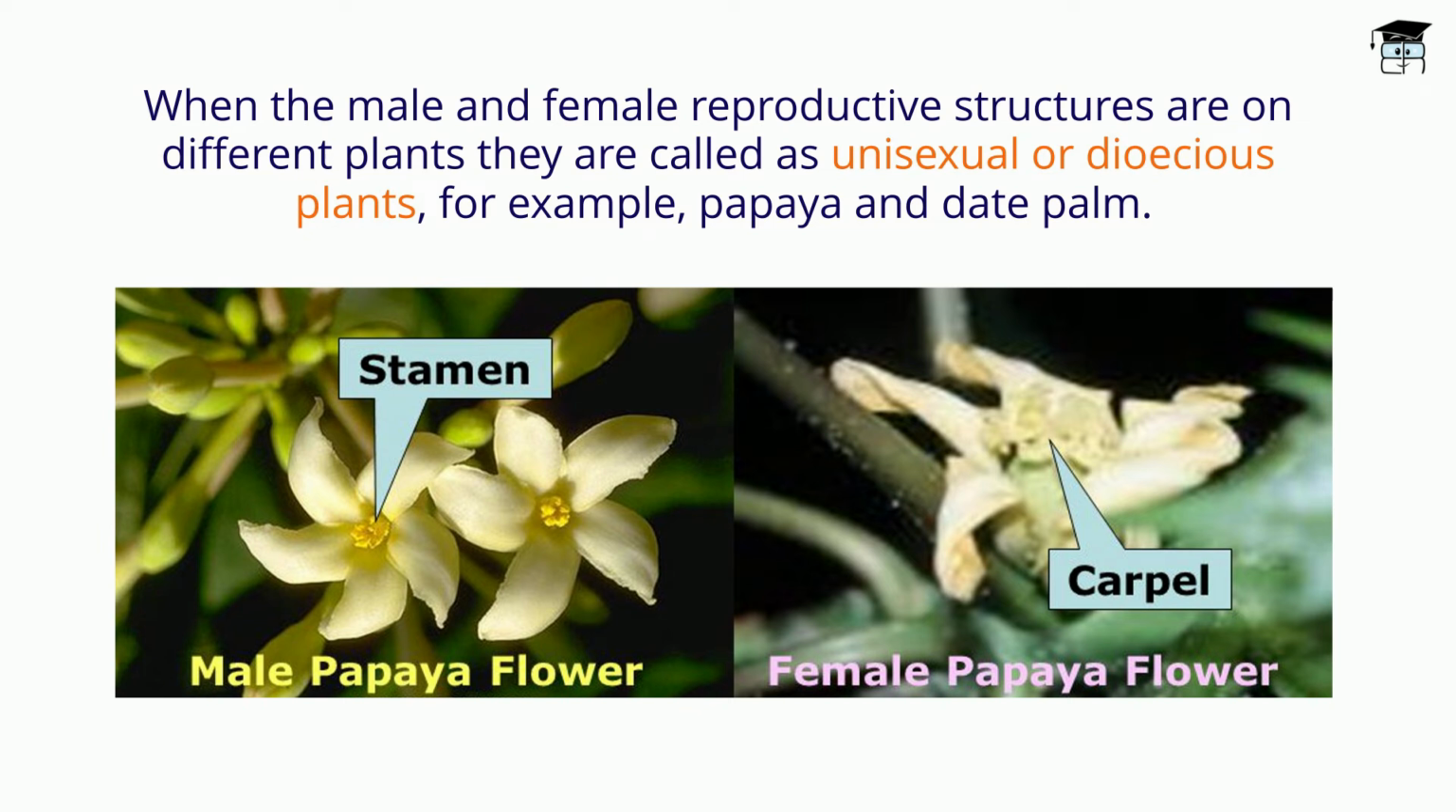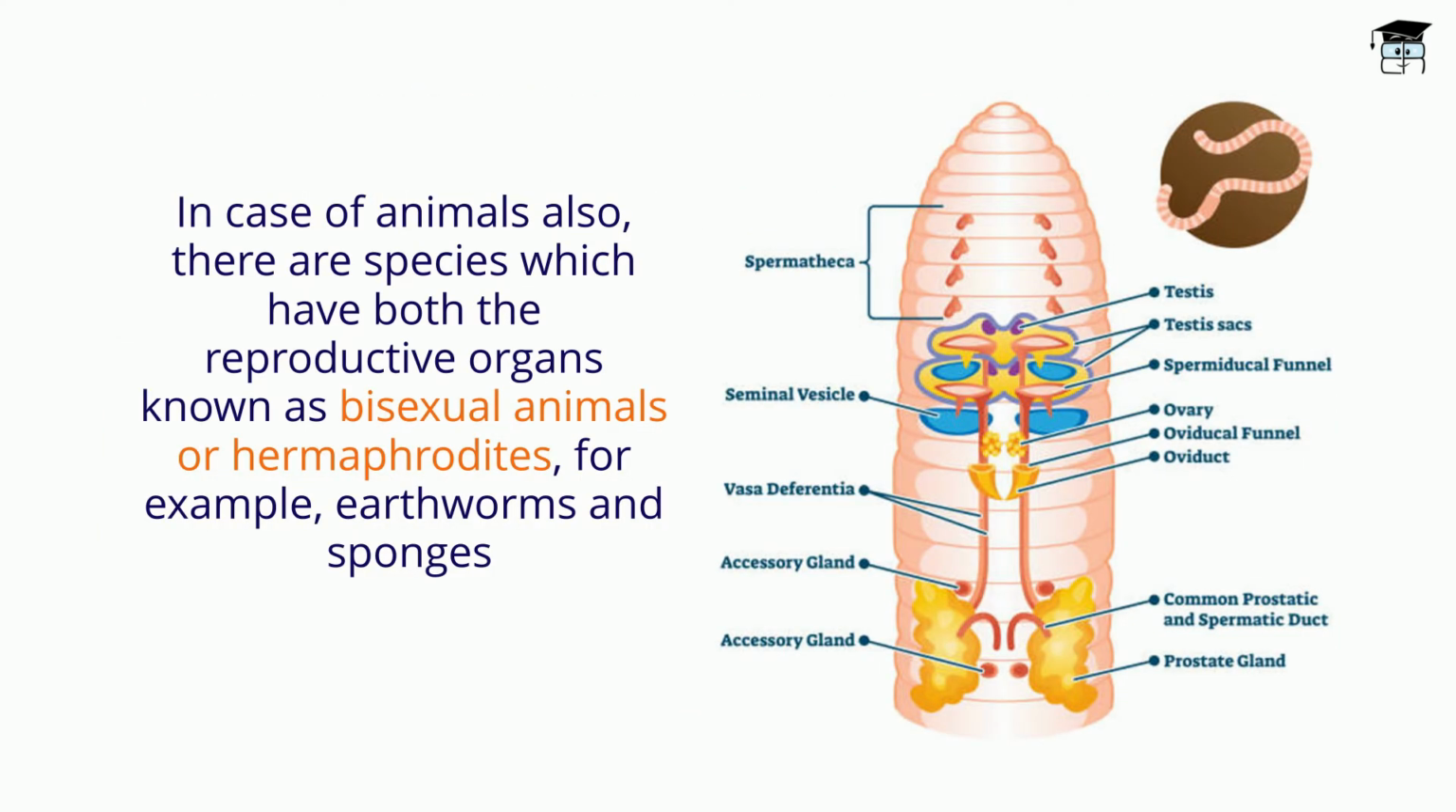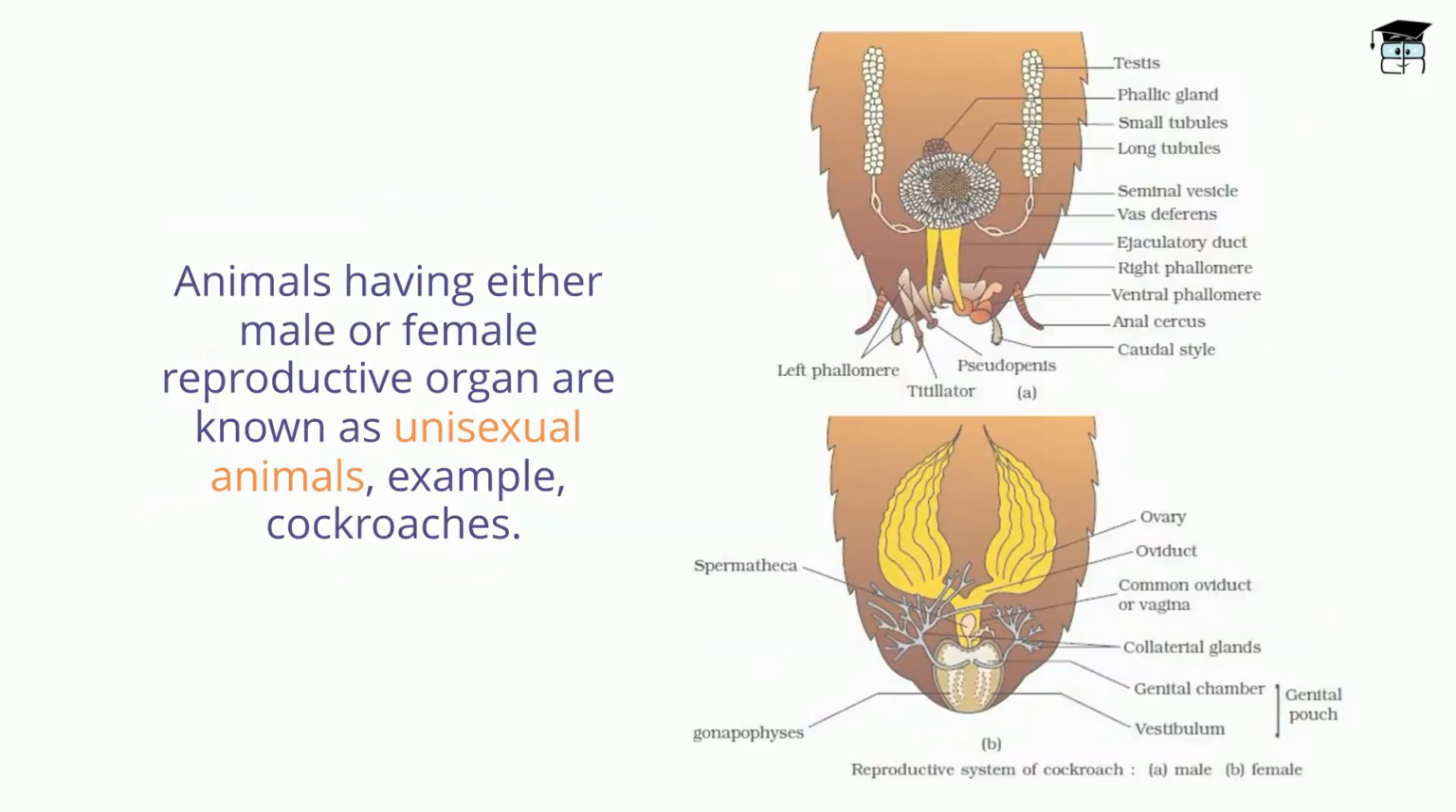But what about animals? In the case of animals also, there are species which have both the reproductive organs, known as bisexual animals or hermaphrodites, for example, earthworms and sponges, whereas animals having either a male or female reproductive organ are known as unisexual animals, for example, cockroaches.